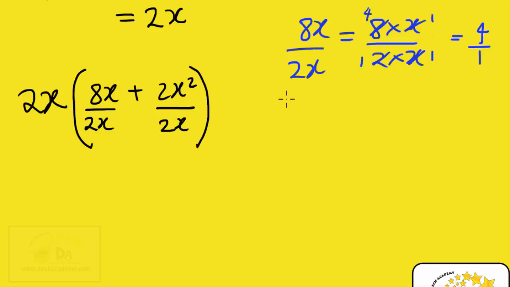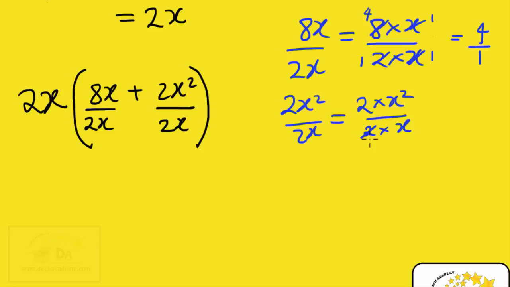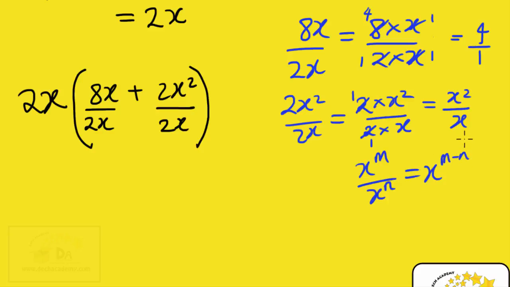2x squared over 2x, same thing as 2 times x squared over 2 times x. 2 here 1, 2 and 2 1. So we're left with 1 times x squared, 1 times x. And from one of the laws of indices, you know that x to the m over x to the n is equal to x to the m minus n. Therefore, x to the 2 over x to the 1 is x to the 2 minus 1, which is equal to x to the 1, which is equal to x.